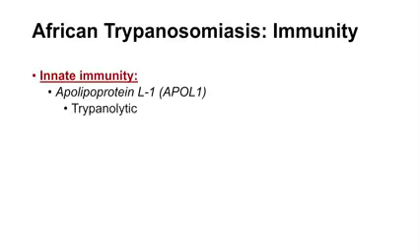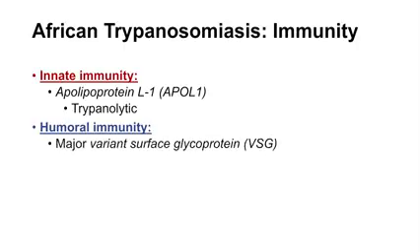And apolipoprotein L1 is in fact trypanolytic. So what happens is the trypanosoma species can engulf the apolipoprotein L1 through an endosome, but the apolipoprotein L1 actually causes a destruction of the trypanosoma. And with humoral immunity, there is a major variant surface glycoprotein, or VSG, on the trypanosoma organism.